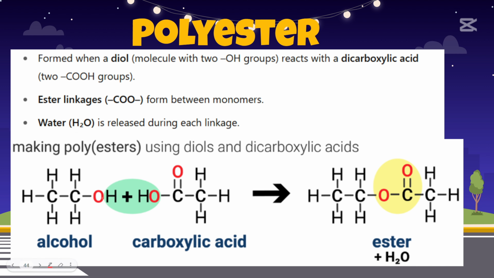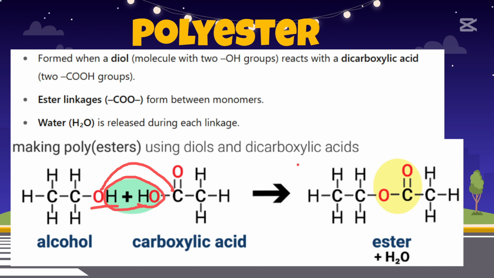So we have our alcohol here, which has the OH functional group, and the carboxylic acid, which has the C double bond O and an OH. From the carboxylic acid, the reactive part is the OH, and the reactive part of the alcohol is the hydrogen. That's going to combine to form H2O. Hence, the linkage is going to be between the oxygen and the carbon. That's our new bond that we form.